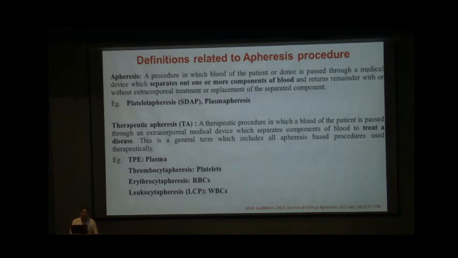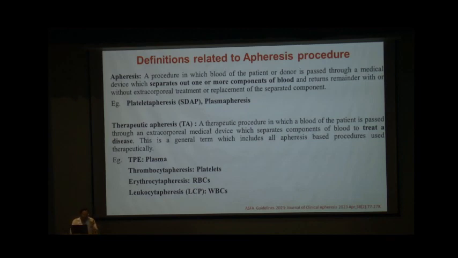So, a few important definitions, like apheresis. By the name apheresis, the simple meaning is to remove from the blood component. If we are removing anything, that is apheresis. We separate out one or more components of the blood and the remaining we give back to the patient. Like in platelet apheresis or single donor apheresis platelet, we remove the platelets and give the rest back to the patient. In plasma apheresis, we remove the plasma.